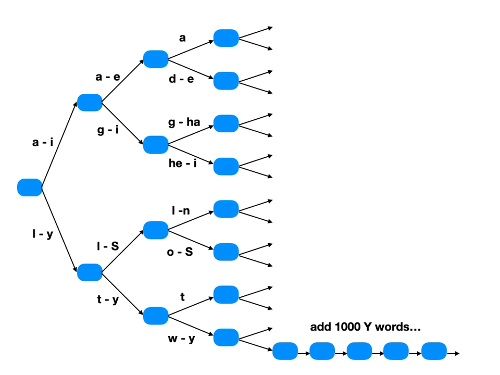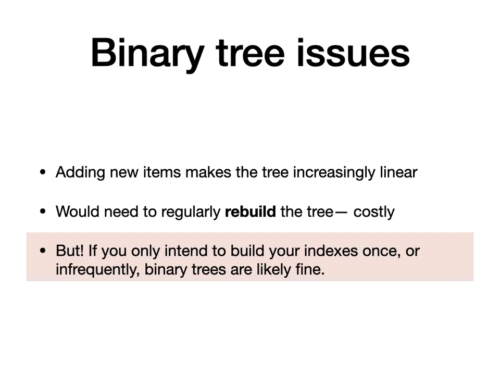Now, this isn't to suggest that no one uses binary trees in search. In fact, they allow for a few unique things, but we'll cover those as needed. So adding things onto the end of the tree makes it more and more linear. You'd have to rebuild the tree over and over. Again, a very costly operation to compare every item and find out all of the cutoff points again and again. Not a big deal if you're just going to build an index once, or relatively infrequently, but still, this is the cost. This is the issue with doing everything in a binary tree.